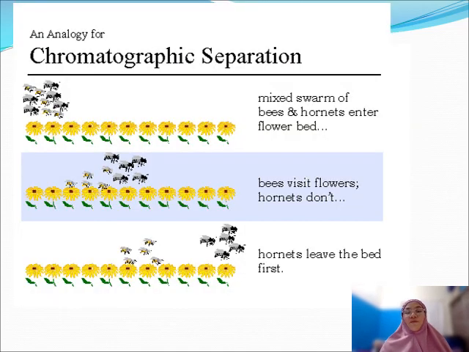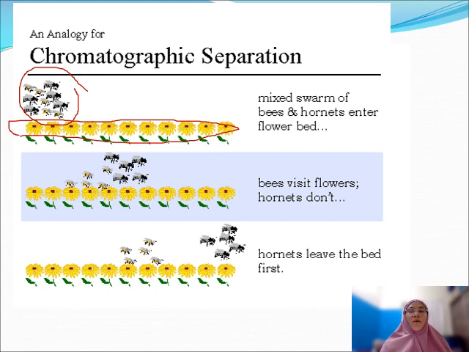This is an analogy for chromatographic separation. This will be the kita punya stationary phase column tadi, and this is the sample mixture terdiri daripada hornets and bees, mixed swarm of bees and hornets. Dia akan swarm enter the flower bed, so dia akan visit the stationary phase, the obstacle lah yang ada pada stationary phase, and then because of the obstacle dia akan pisahkan the mixture. So the hornets will leave the bed first and then follow with the bees. So that is the function of the stationary phase, to give the obstacles to the sample mixture.